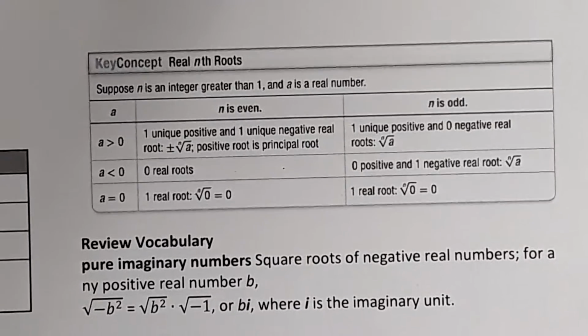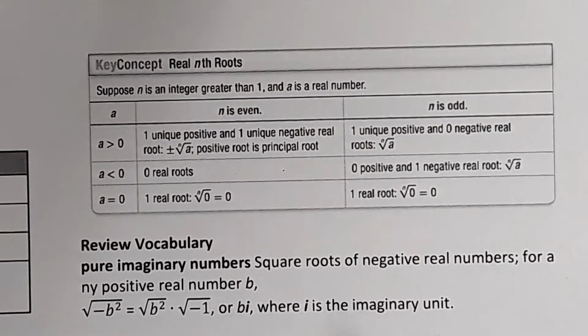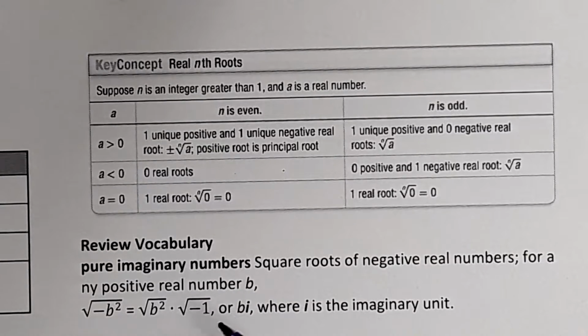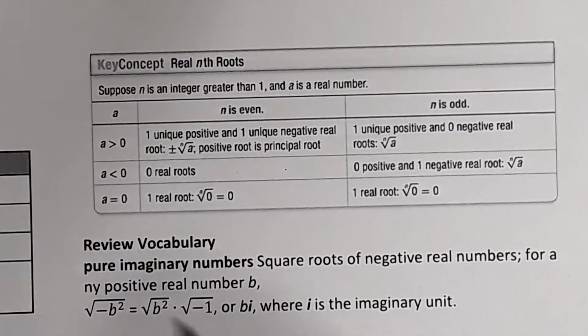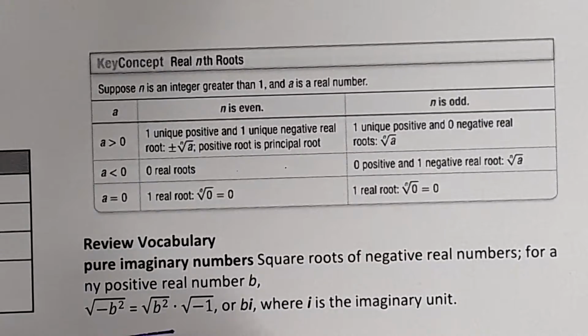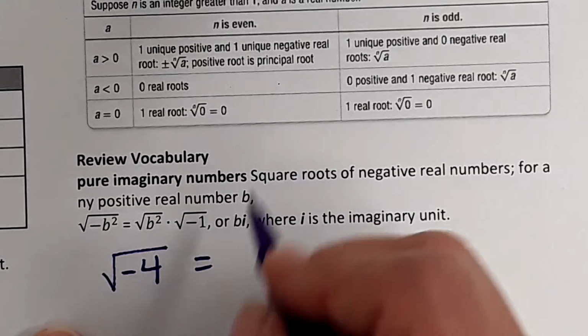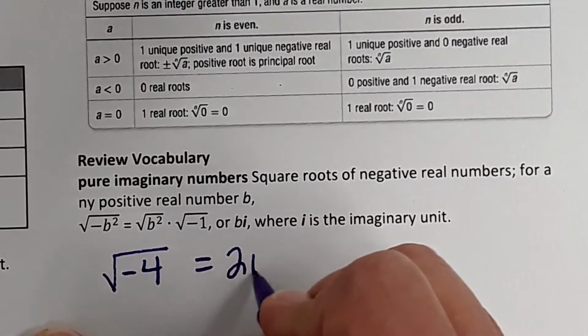If it's a negative number underneath the square root, we talked about that, you're going to put an i. So square roots of negative real numbers, for positive real number b, remember, it's bi, and we talked about those last week. So if you took the square root of negative 4, that would be 2i.